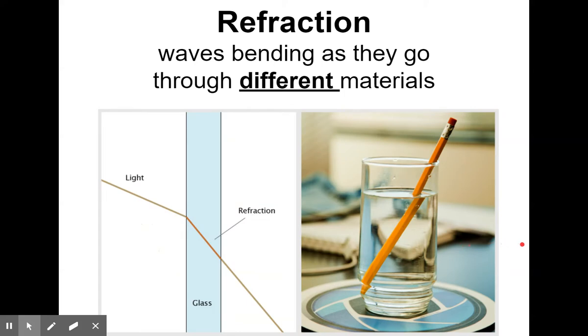Refraction is waves bending as they go through different materials, and that bend occurs because waves go through different materials at different speeds, and that causes them to bend as they go through, unless they're going through completely straight. But if they're going through at any angle at all, it's going to bend. And you may have seen this if you're drinking a drink with a straw, then you see that the straw kind of looks like it breaks and bends, but it's just the light.